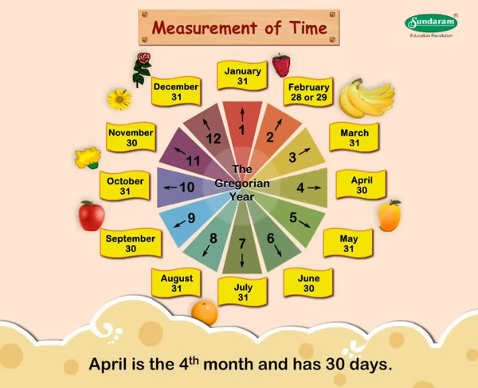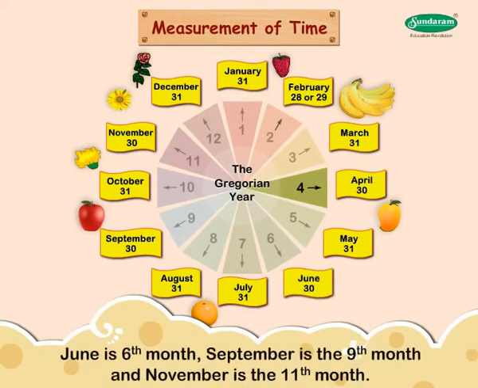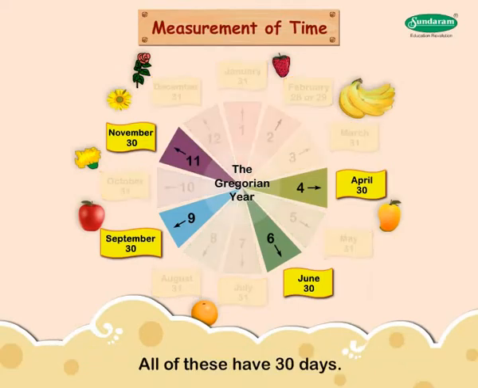April is the 4th month and has 30 days. June is the 6th month, September is the 9th month, and November is the 11th month. All of these have 30 days.